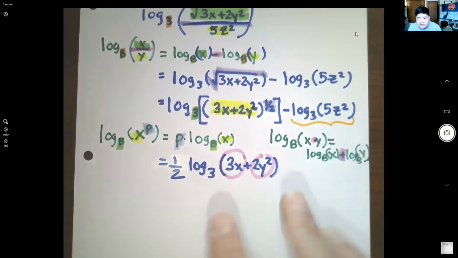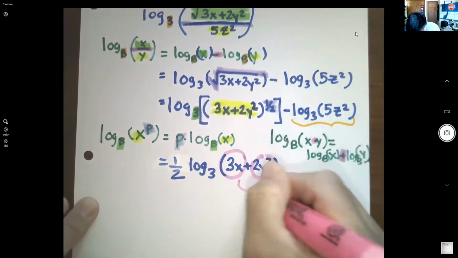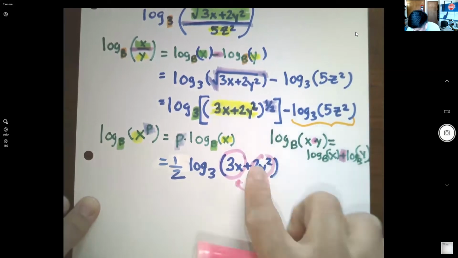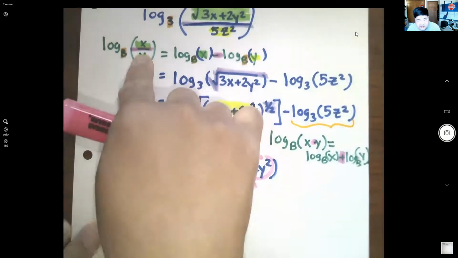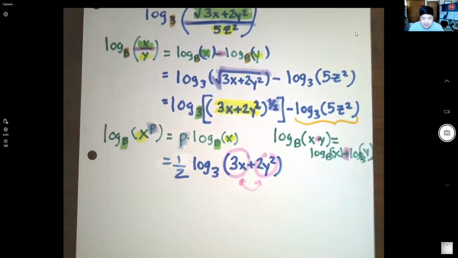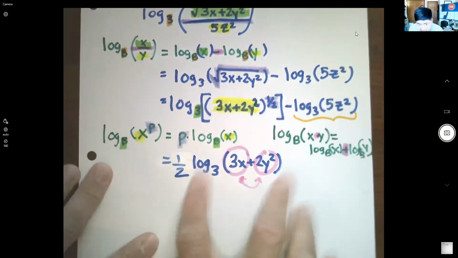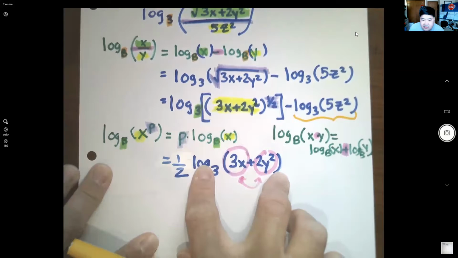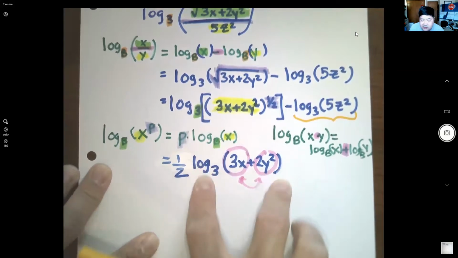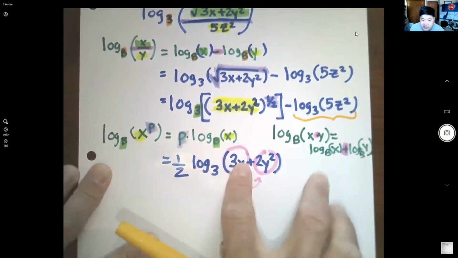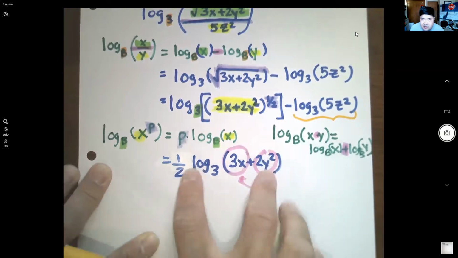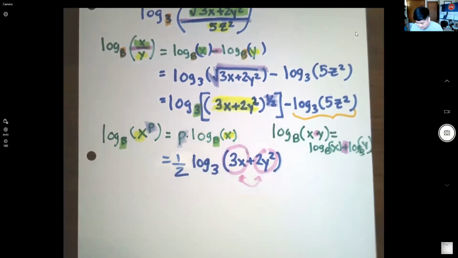But you can't break that into separate expressions because these two terms are being added. They're not being multiplied and they're not being divided, all right? So that means that this is as far as this expression, log base 3 of 3x plus 2y squared, can be expanded.